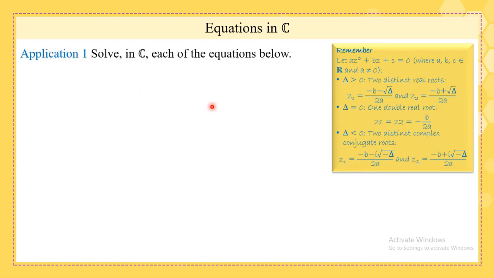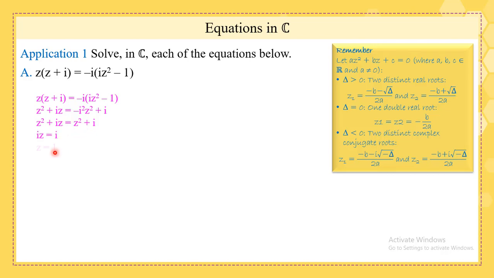Now let's see this application. You need to solve also each of the equations below. Try to solve it alone. Well, here if we expand, this is what we get. Remember, i squared is negative 1, so z squared and z squared will be eliminated, and z would be equal to 1. This is the second case. Try to solve it also.